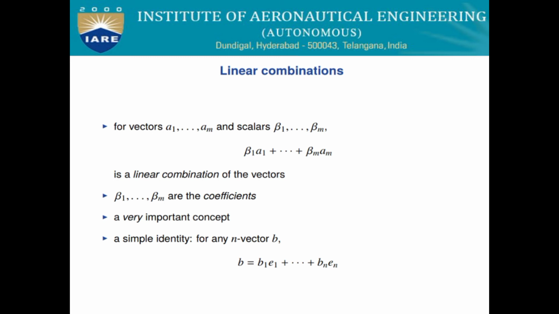Linear combinations. For vectors a1 through am and scalars beta1 through betam, beta1 a1 plus so on plus betam am is a linear combination of the vectors, and beta1 through betam are the coefficients. A very important concept, a very simple identity: for an n-vector b, b is equal to b1 e1 plus so on plus bn en.